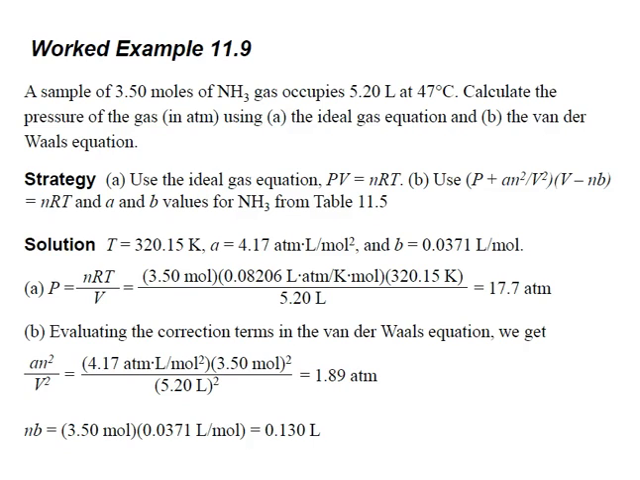Moving on to example 11.9. This reads, a sample of 3.5 moles of ammonia gas occupies 5.2 liters at 47 degrees Celsius. Calculate the pressure of the gas in atmospheres using A, the ideal gas equation, and B, the van der Waals equation. So an ideal gas looks at a gas in a vacuum where we don't have any external influences, and it's like an ideal or perfect situation.